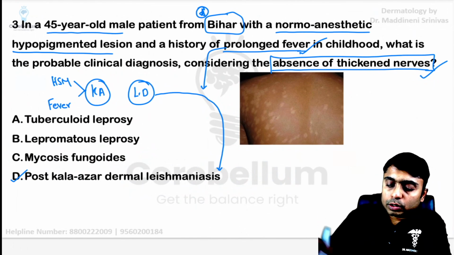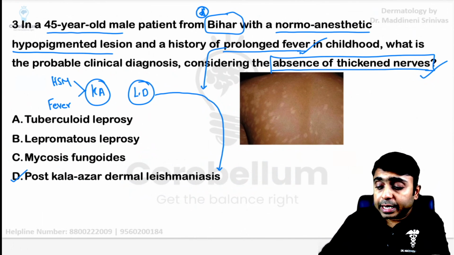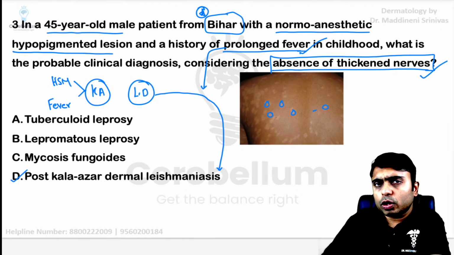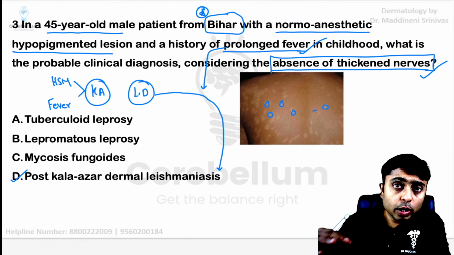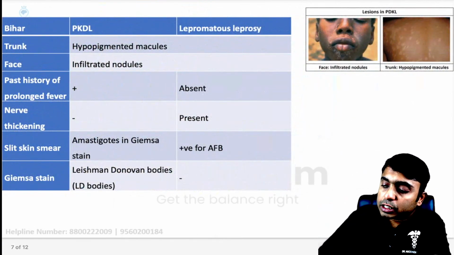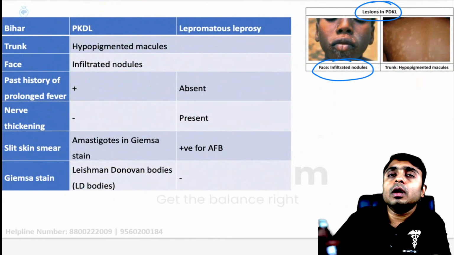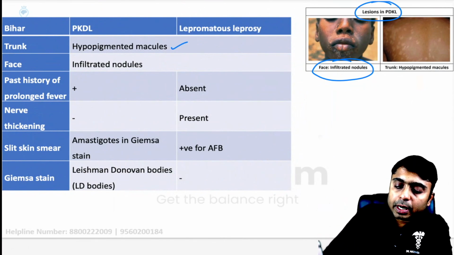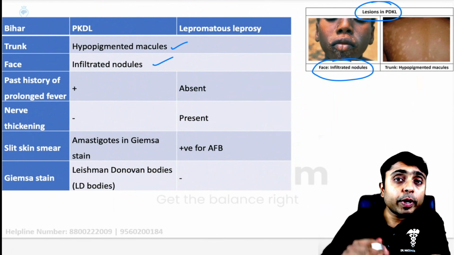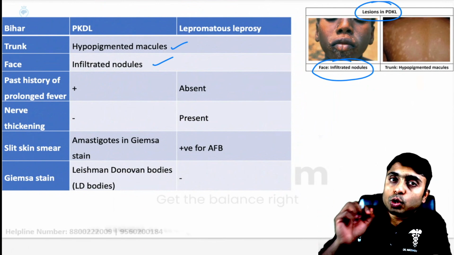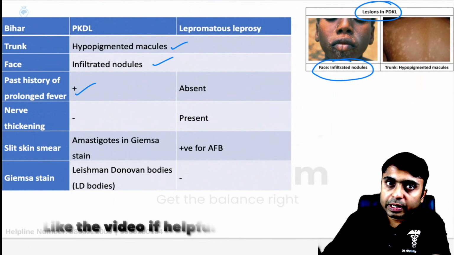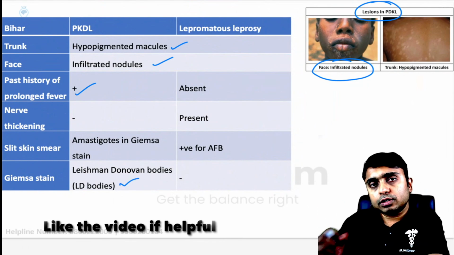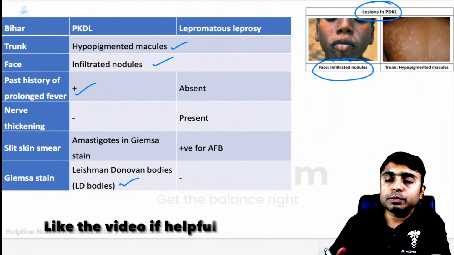Okay. So now the patient is landing up into PKDL, presenting with multiple normoanesthetic hypopigmented macules over the body. Not only this, there can also be nodular lesions present over the face. The hypopigmented macules and infiltrated nodules are common for both lepromatous leprosy and PKDL. So how can you differentiate in PKDL? Yes, as given in this question, prolonged fever history is going to be there. And of course, if you do a Giemsa stain, we can see LD bodies, which are Leishman-Donovan bodies.